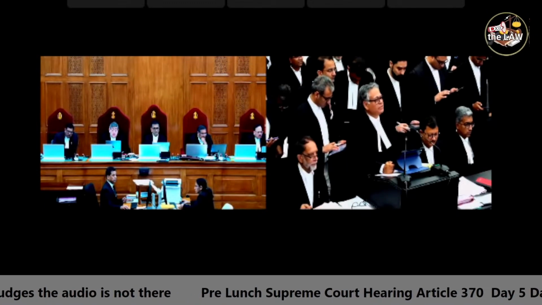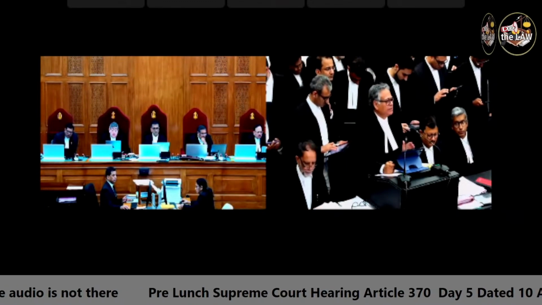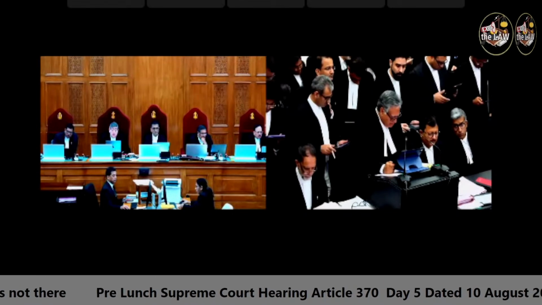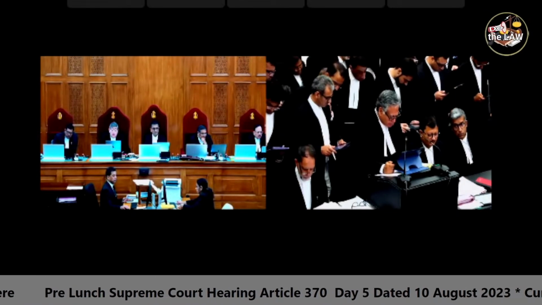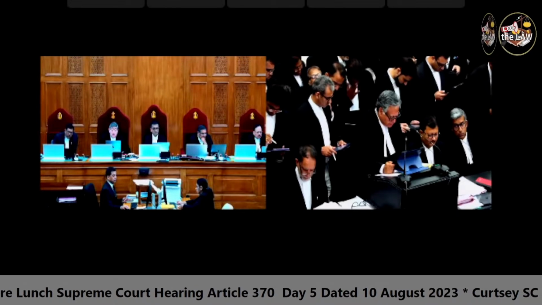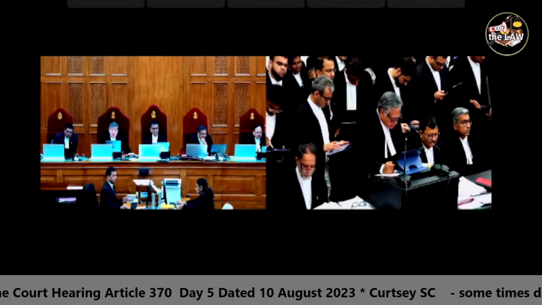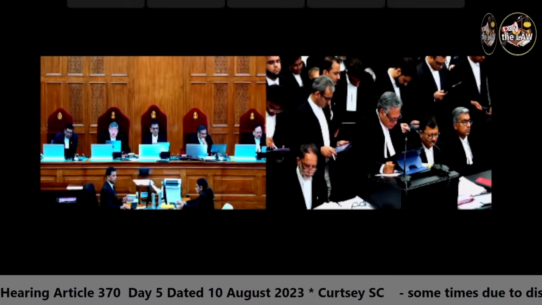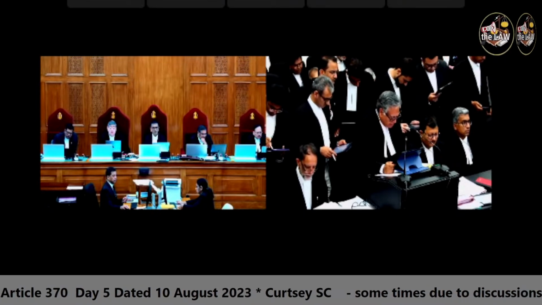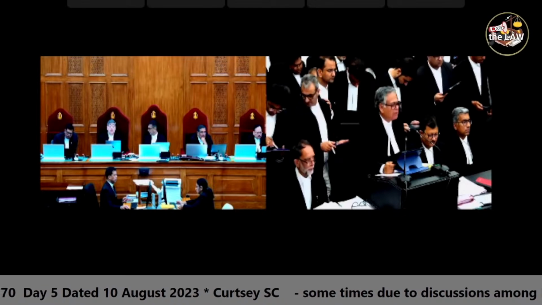Now, 253 deals with international treaties and agreements and conventions, provided that after the commencement of the Constitution (Application to Jammu and Kashmir) Order 1954, no decision affecting the disposition of the state of Jammu and Kashmir shall be made by the government of India without the consent of the government of that state.